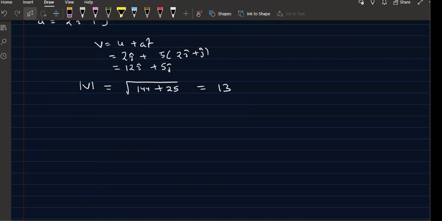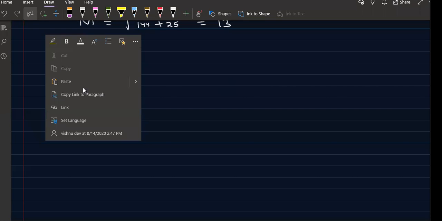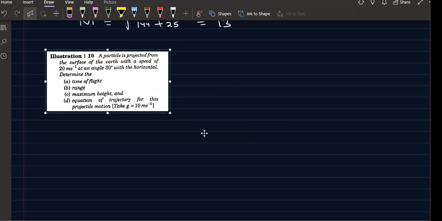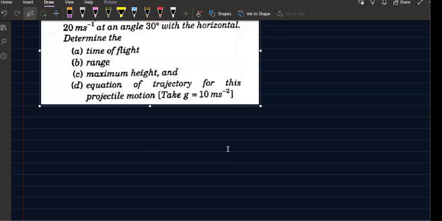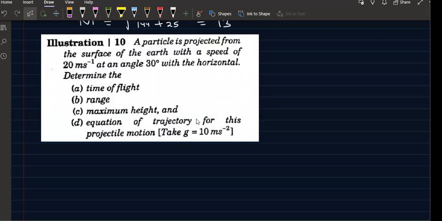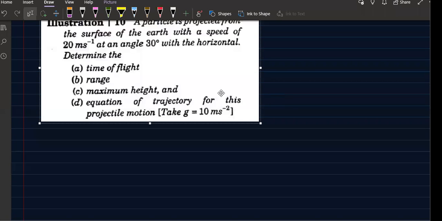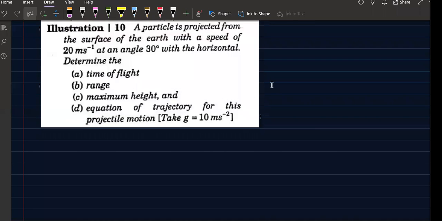Okay. Now let's solve one problem with projectile motion. Ready, everyone? Okay, very good. Let's see this problem. All of you can see the screen. Everyone can see the problem on screen. It is clearly visible. Yes? Okay, very good. So I hope all of you remember the formula. Try solving this problem, everyone.